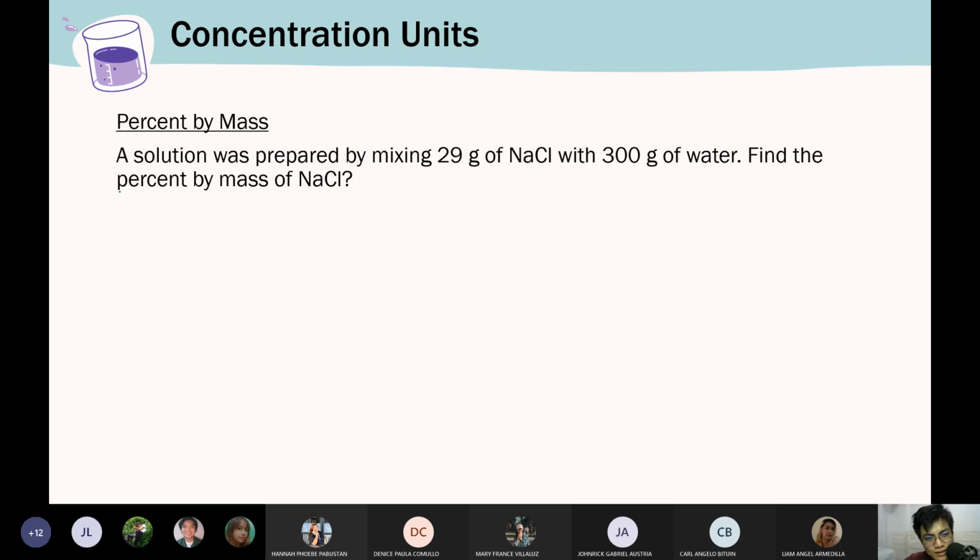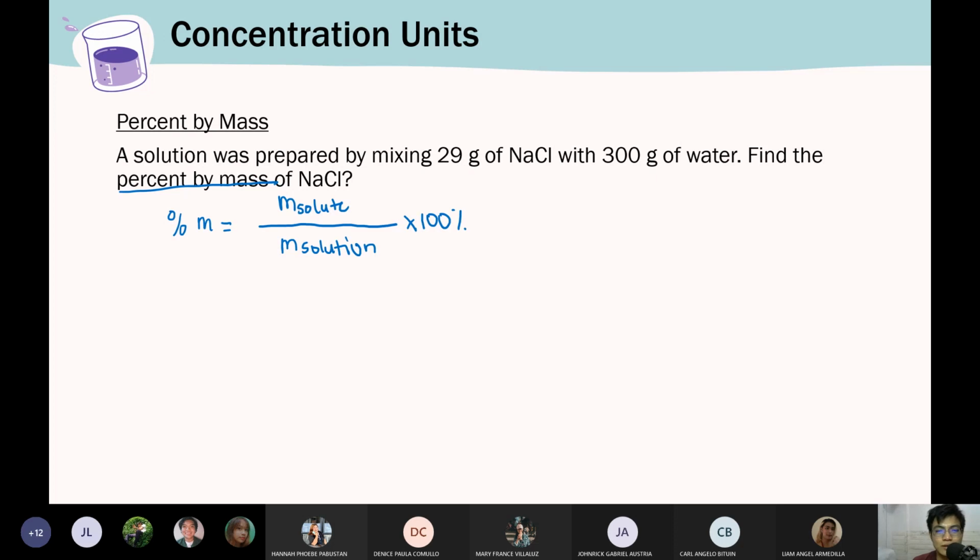So since we are asked about the percent by mass, the first thing na gagawin mo is to write the equation. Okay? So ano uli na sa numerator? Solute. Okay. That's the mass of your solute. Ano yung nasa denominator? Solution. Okay? Ganun parate. Solute sa ibabaw, solution sa baba. Okay? Times 100.